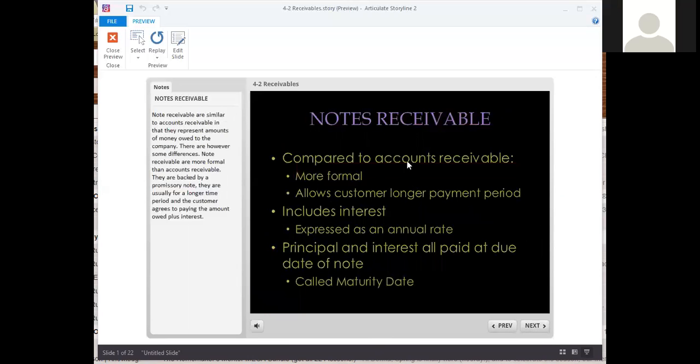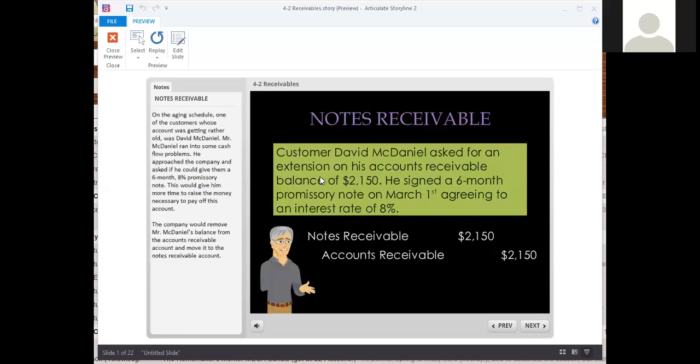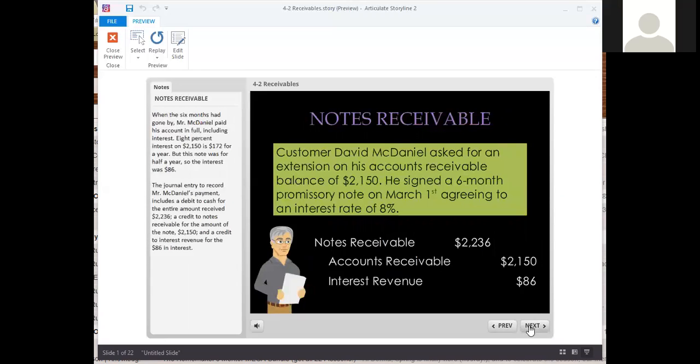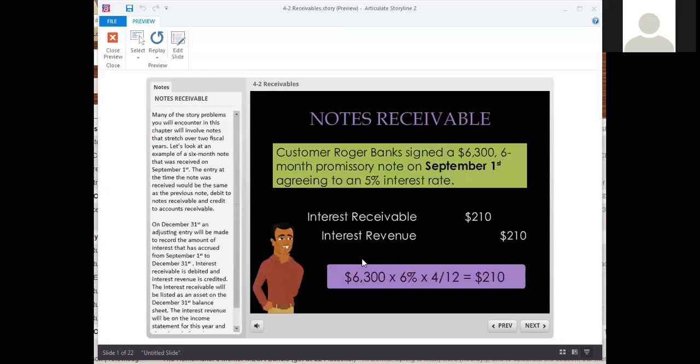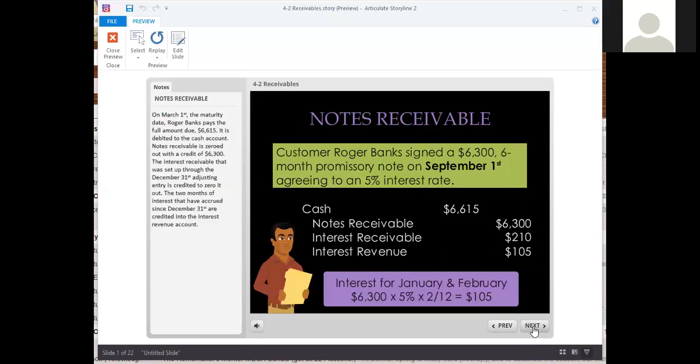Then we switch gears to a different type of receivable, a notes receivable. So we're contrasting the differences between accounts receivable and notes receivable, then getting into a story problem with a journal entry, explaining how to compute interest that is accrued to a certain point, and then recording the day that the customer pays us the entire balance, the note plus interest.